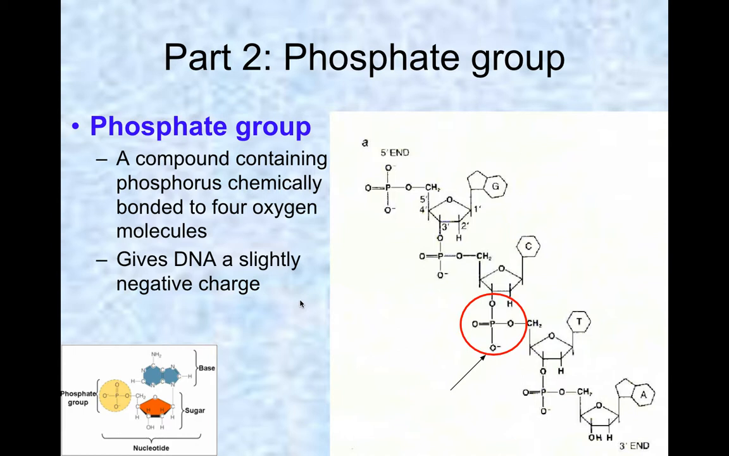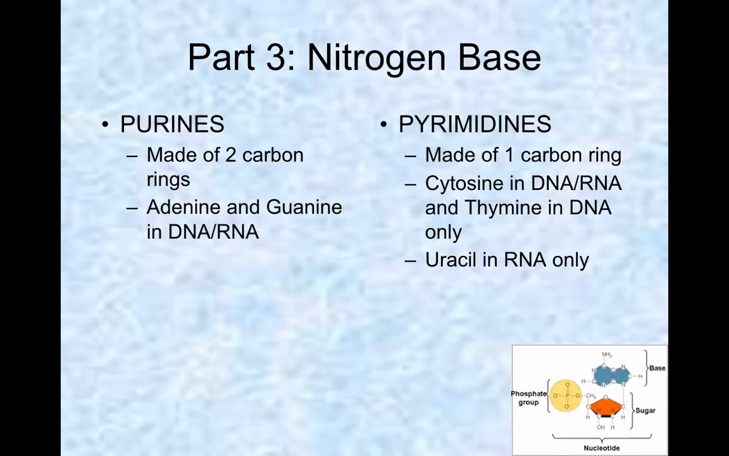But so far, the sugar and the phosphate really are not what make the nucleotides diverse. It is the nitrogen base. There are 5 different nitrogen bases, and they have 2 different structures. So take a pause here, make sure you get all of this information copied down, and then let's go look at the next page together.